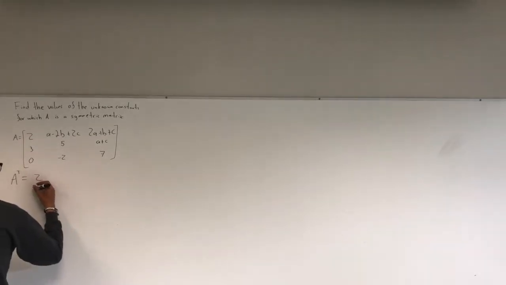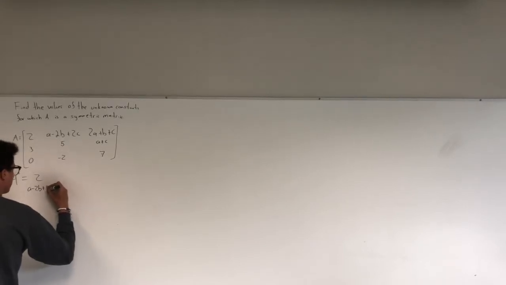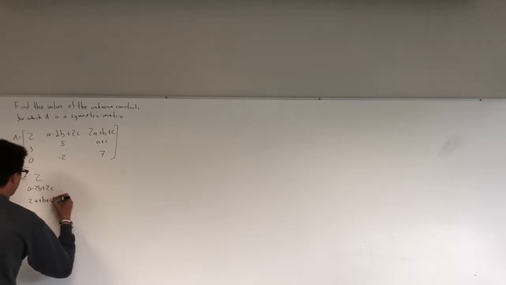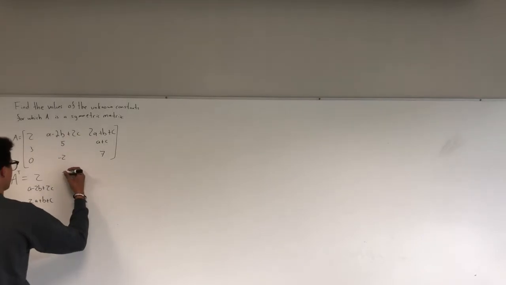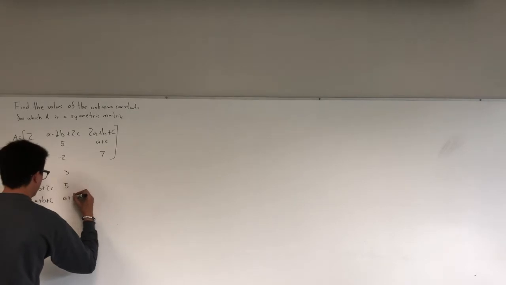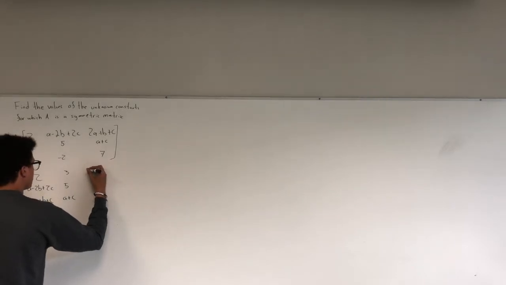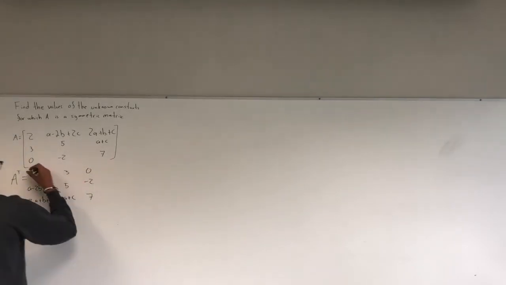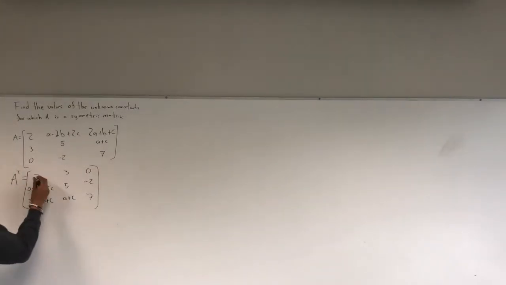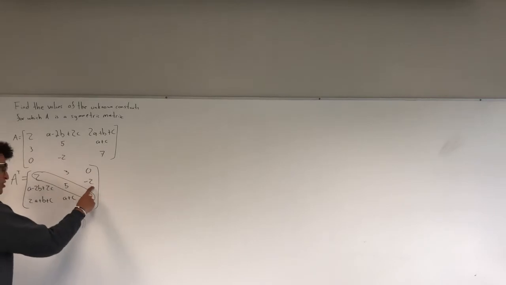So we get as our first column the first row, which is 2A minus 2B plus B plus C. Now the second column will be the second row, which is 3, 5, A plus C, and our third column will be the third row: 0, minus 2 and C. This is our first step.